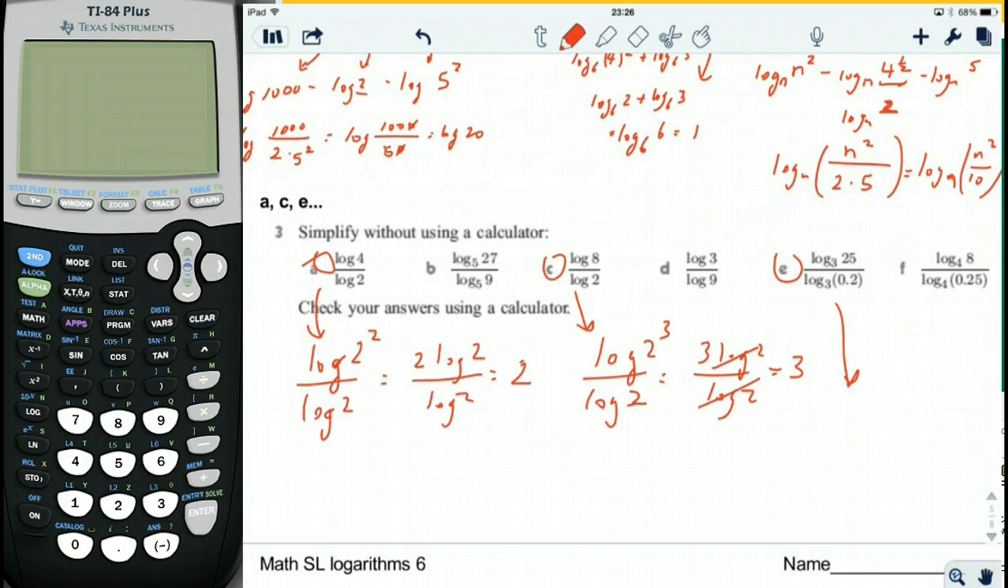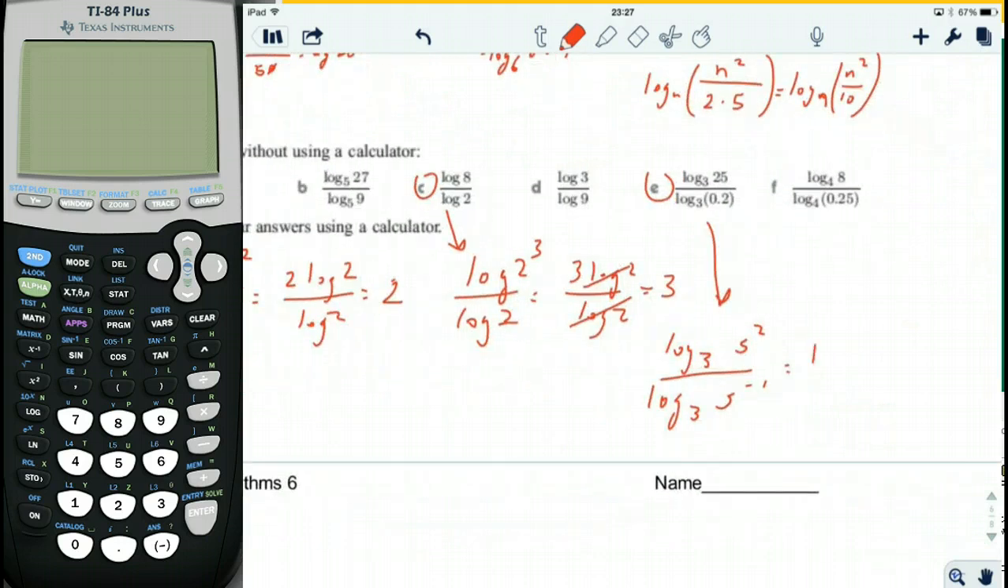Log base 3 of 25 is equal to log base 3 of 5 squared divided by log base 3 of 1/5, or maybe we could also write that as 5 to the negative 1. So that's equal to 2 log base 3 of 5 divided by negative 1 log base 3 of 5, and so that would cancel out and you get negative 2.